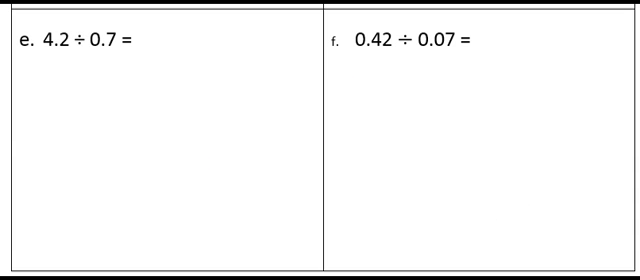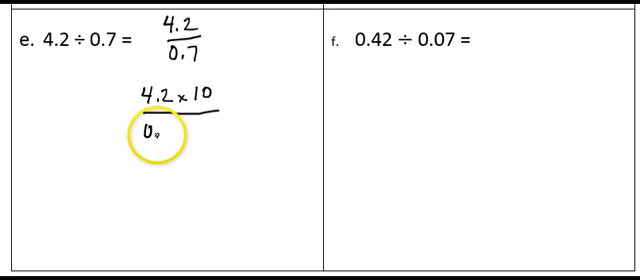Let's look at one more set of problems. The first one is 4 2/10 divided by 7/10. I'll write it as a fraction, and we would read that as 4 2/10 divided by 7/10. I'm going to multiply my numerator and my denominator by 10 to get whole numbers. So I have 4 2/10 times 10 and 7/10 times 10. Since I'm multiplying by 10, each digit will move one place value to the left. 4 2/10 becomes 42. 7/10 becomes 7.